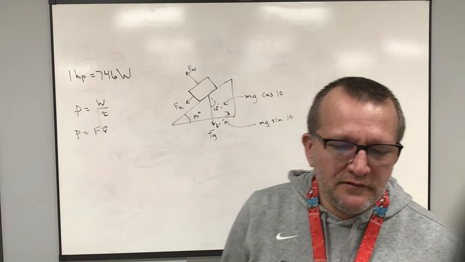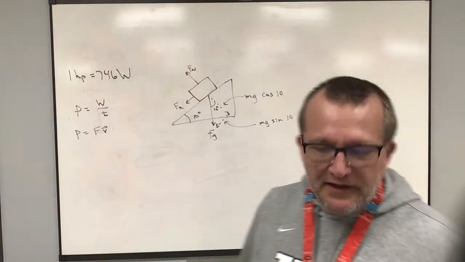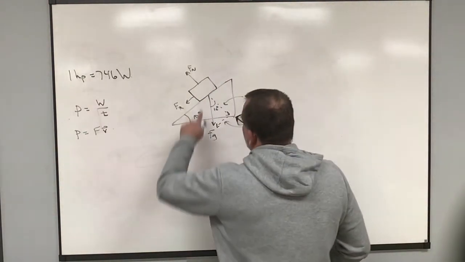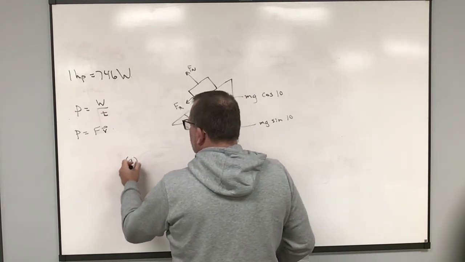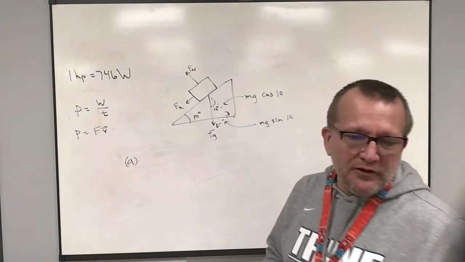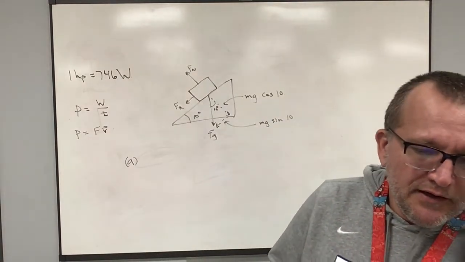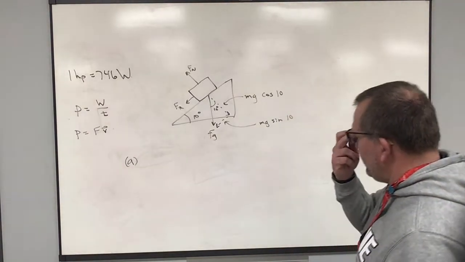All right, so we want to find the power required of this car to climb at a steady rate. For A, we want to find the power to go at a steady rate of 80 kilometers per hour. And then B, we want to do an acceleration. Let's do part A first.